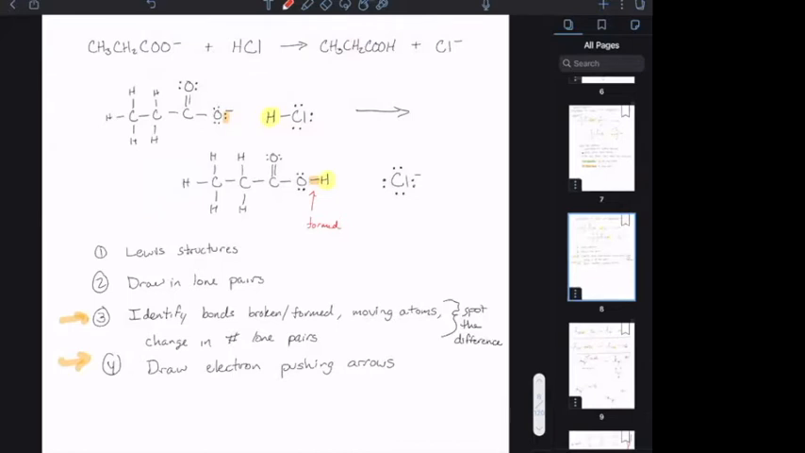So I can represent that like that. Make sure that the base of your arrow is at a pair of electrons. So if you drew it from the hydrogen to that pair of electrons, that would be wrong. The base of the arrow is always at a pair of electrons.